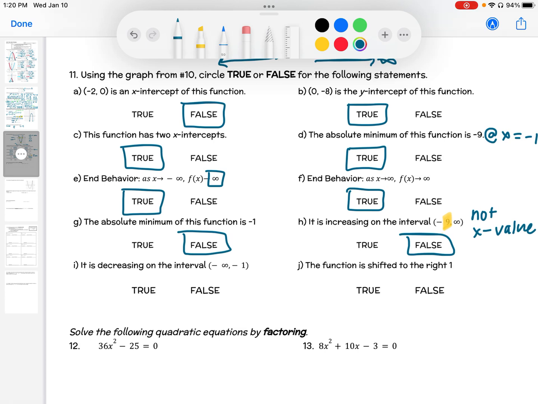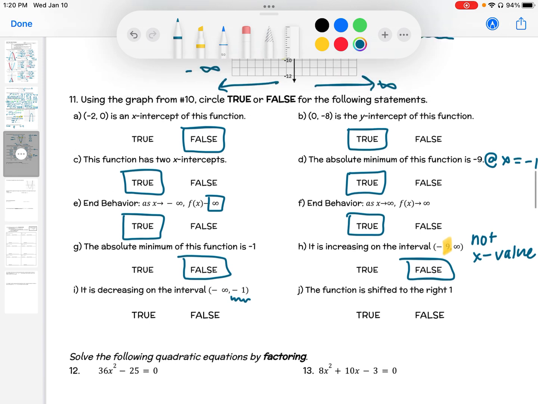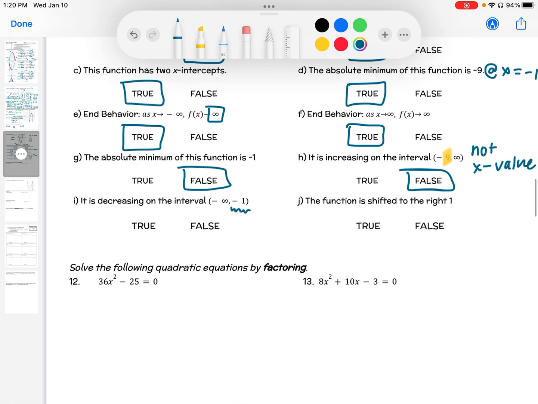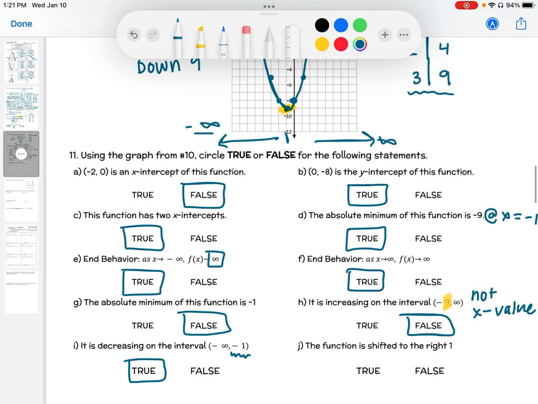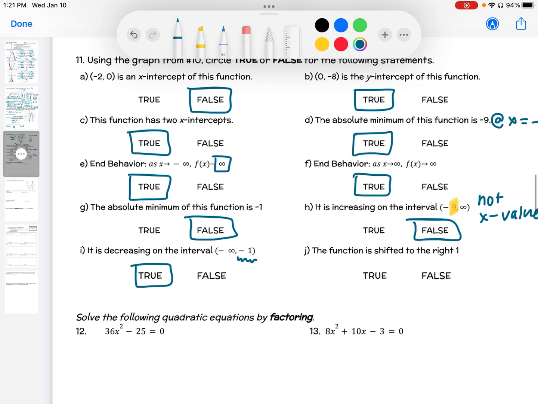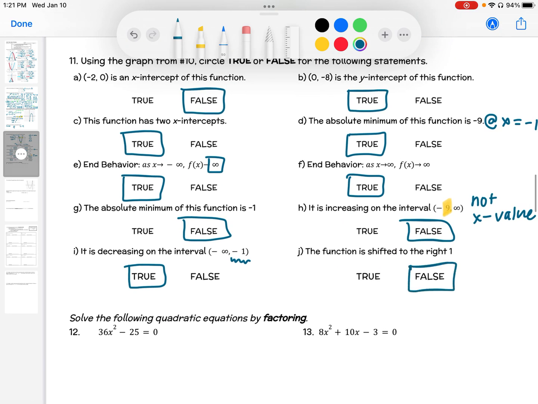But first thing for I, negative 1 is the x value of the vertex. And so let's check if it's decreasing on that interval. So from negative infinity to negative 1, our graph is going down. So this would be true. The function is shifted to the right one. We already figured that part out here. So we would say false.